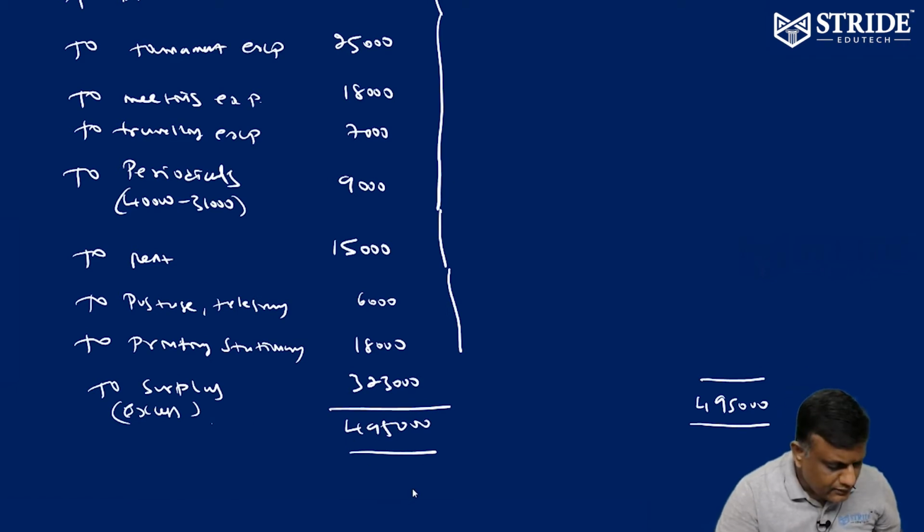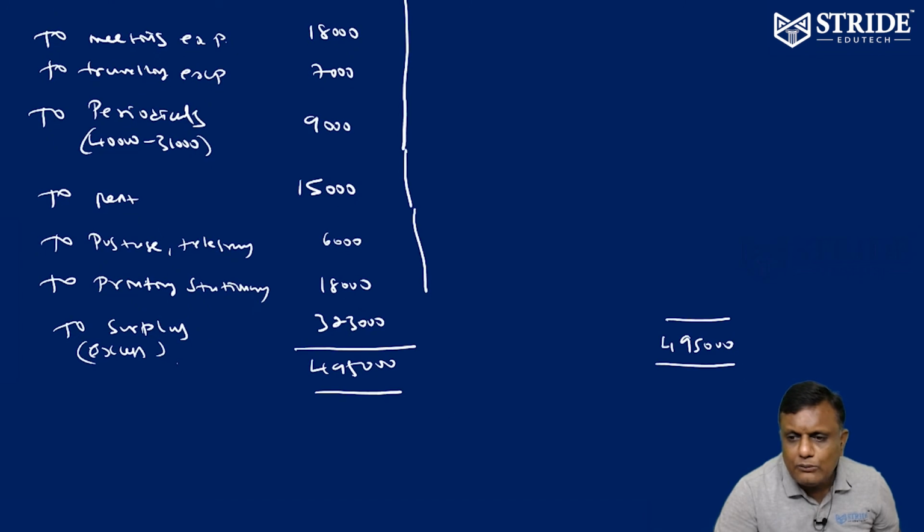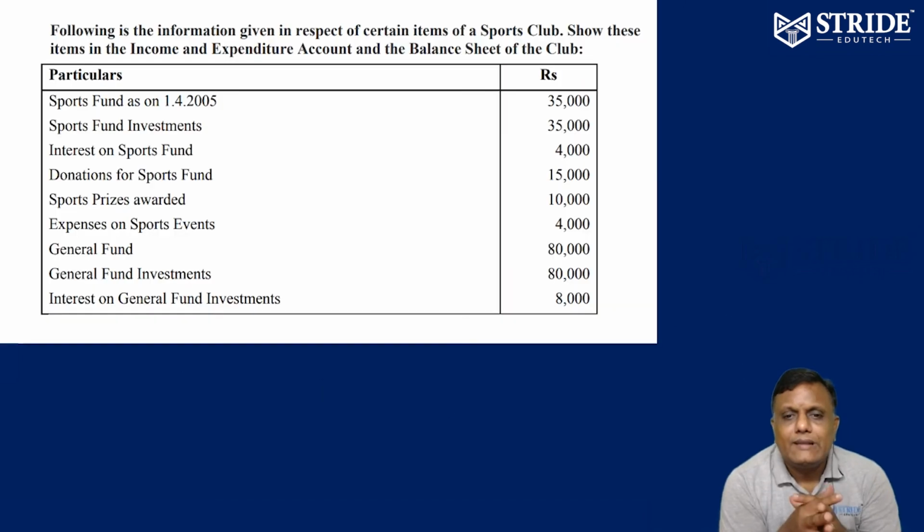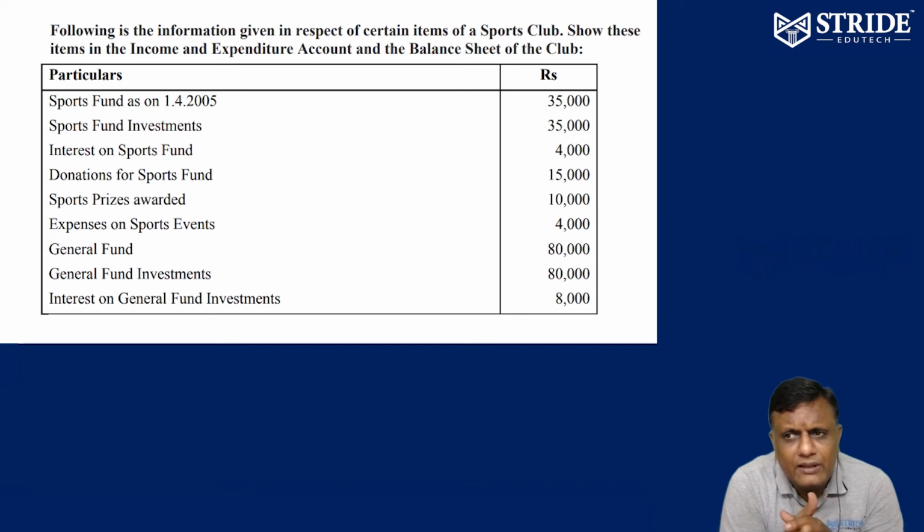So 3,23,000 is a surplus. So total 4,25,000 is the excess of income over expenditure. That's it. Let's see. The following is the information given in respect of certain items of a sports club. Show these items in the income and expenditure account and the balance sheet of the club.